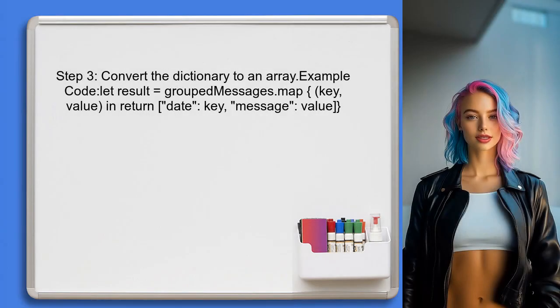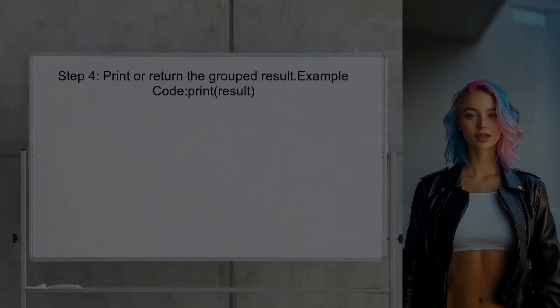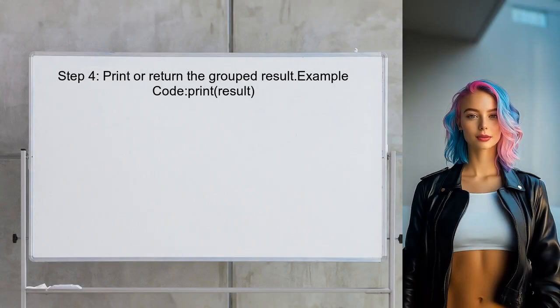After grouping the messages, the user should convert the dictionary back into an array format. This will allow us to return the data in the required structure. Finally, the user can print or return the result to verify that the messages are grouped correctly by date. This step ensures that the output matches the required format.